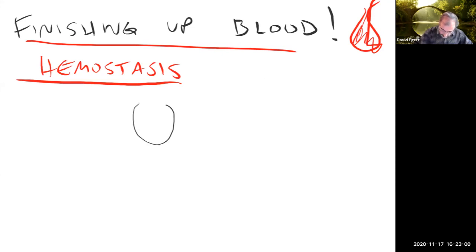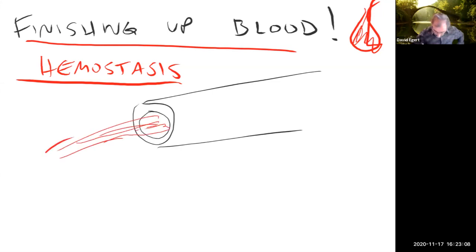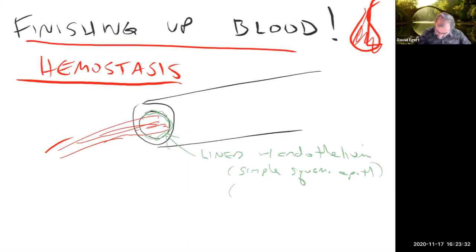If I look at a blood vessel, with blood pouring through, what lines all blood vessels and heart chambers, for that matter? Endothelium. So this is all lined with endothelium, which is just simple squamous epithelium. We also said it's known as the tunica intima. As long as the blood is just exposed to that, everything's cool. If there is some rip in the blood vessel, then you get to see behind the walls, the stuff that's more structural.